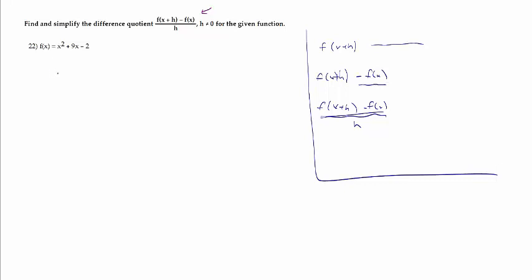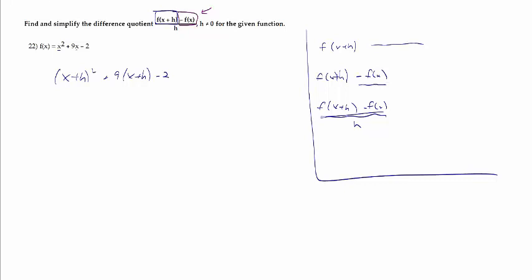So when I want to find f of x plus h, remember we go over here, and wherever we see x, we're going to plug in x plus h. So I will have (x plus h) squared plus 9 times (x plus h) minus 2. So all of that is f of x plus h.